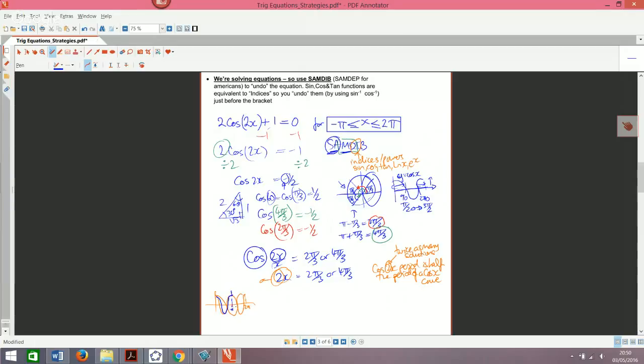There's pi. That's the first wave completed. That's the second wave completed. So I divide through by 2. I'm still solving equations. 2x, so what's 1x? Divide by 2. And I've got to divide that solution by 2 and that solution by 2.